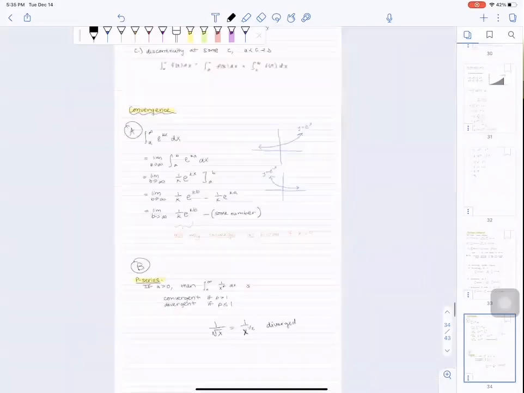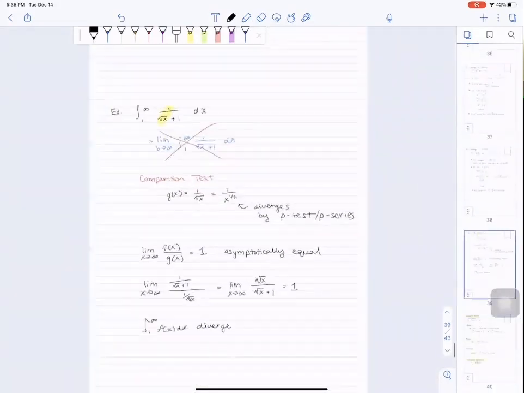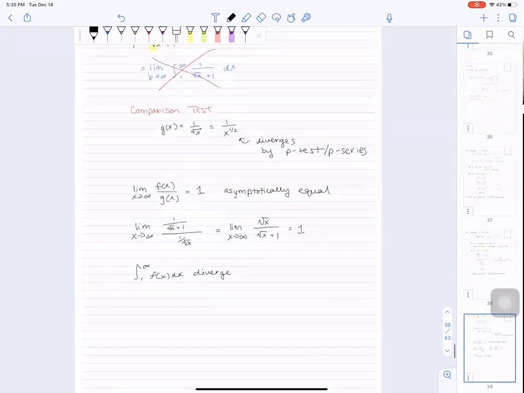Any other questions on that example? This example? Or improper integrals in general? If the p-series test is sufficient enough to determine... if they just asked you 1 over square root x, then yes, it's sufficient enough to say this diverges by the p-series test, or by p-series, or by p-test.